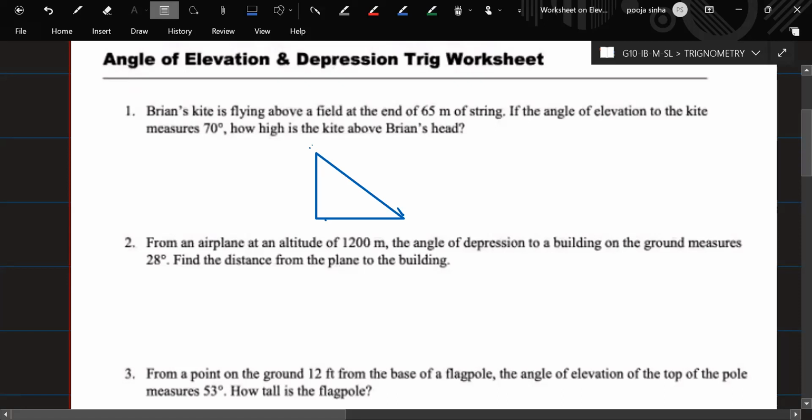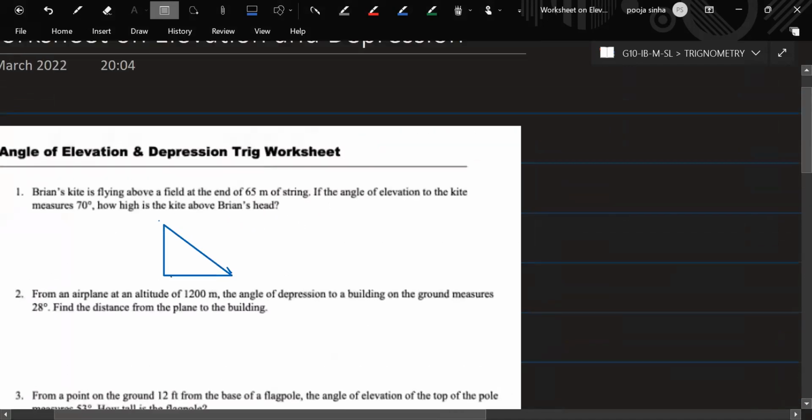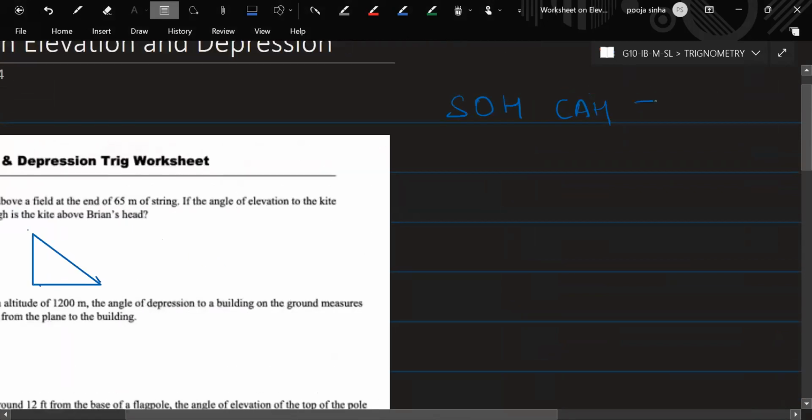Miss, I learned another trick for learning sin, cos, and tan. Can you write Osha Chota? No, that's just confusing. Just use SOHCAHTOA. SOHCAHTOA is the easiest. How is that easier? Because it's easy to remember.